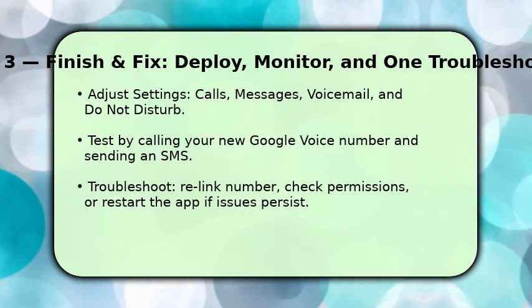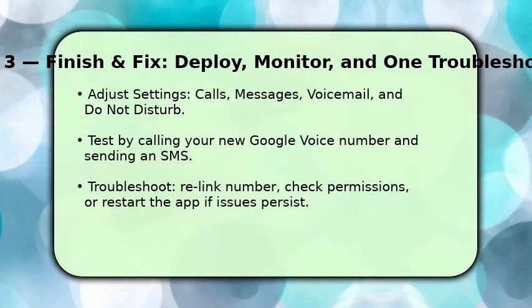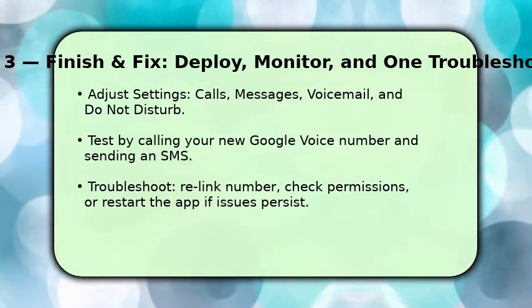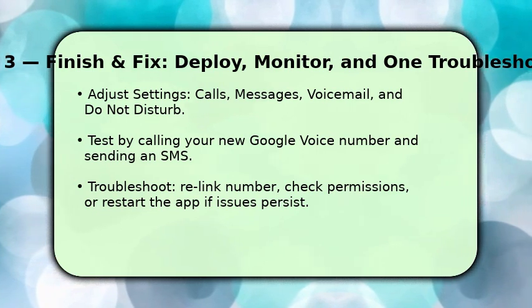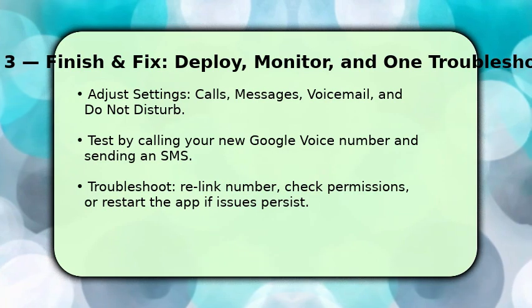If calls fail, make sure permissions, cellular data, and Wi-Fi are active. Relink your carrier number if forwarding fails. One key troubleshooting tip: restart the app and phone after changing forwarding settings. This often resolves lingering sync problems.